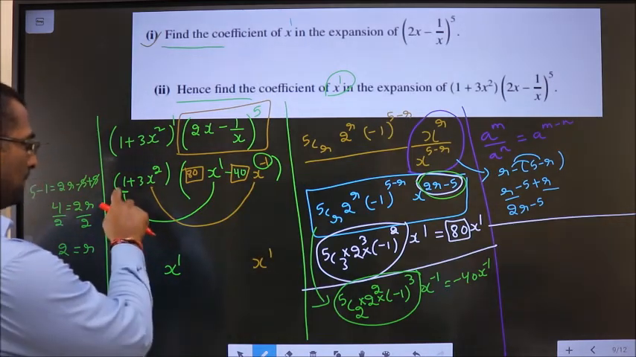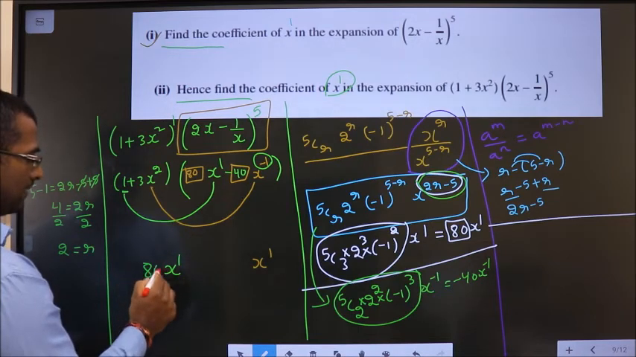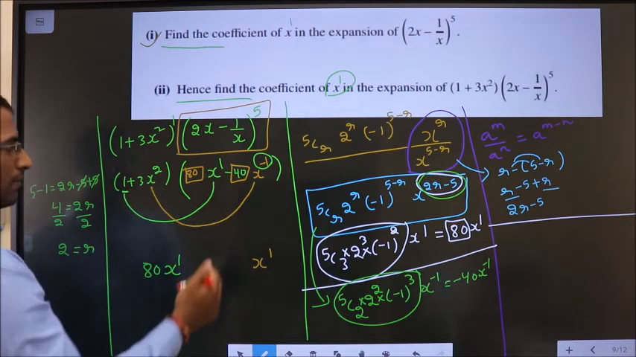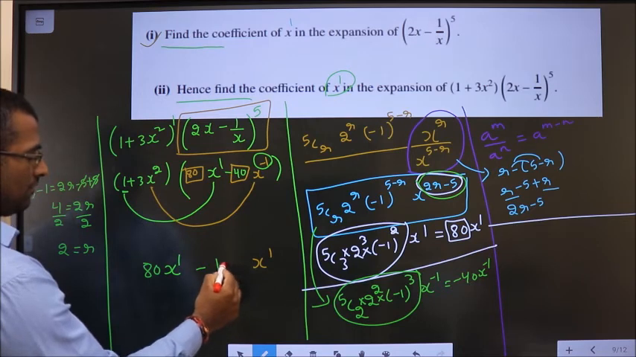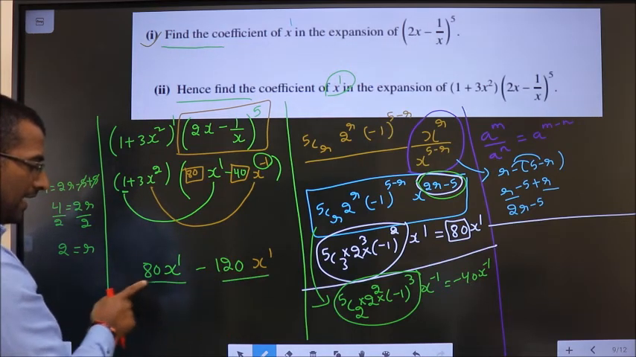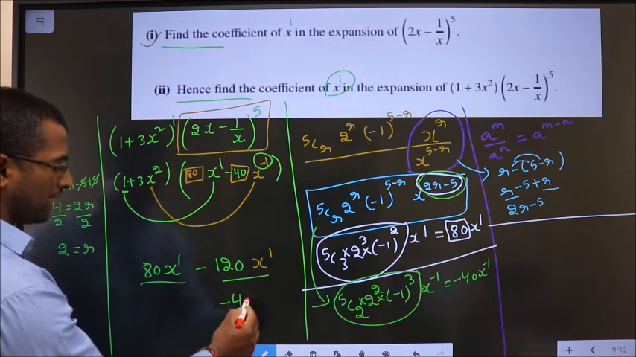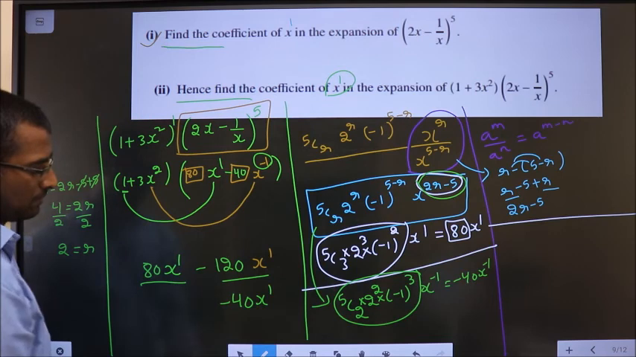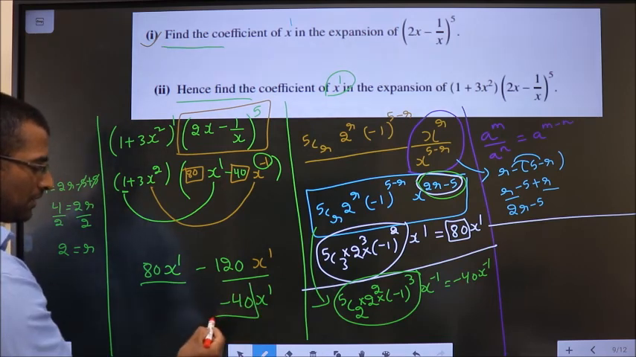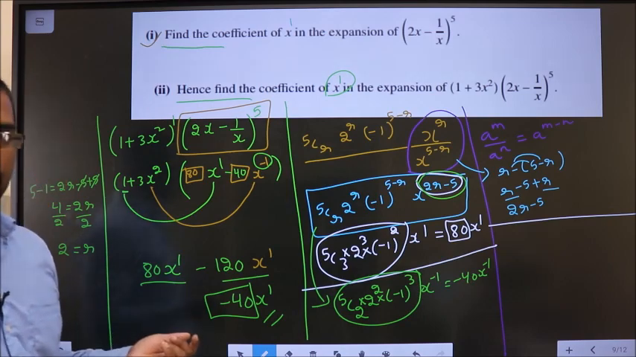Next, multiply. 1 into this will be 80. Here plus 3 into −40 will be −120. Now, these two are like terms. So, 80 − 120 is −40, x^1. So, the coefficient of x^1 is −40. We have completed the sum.